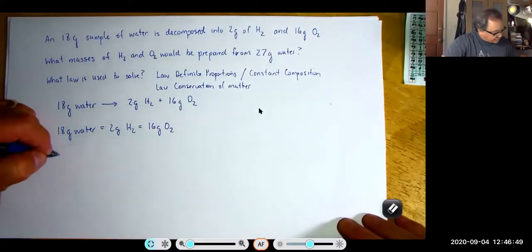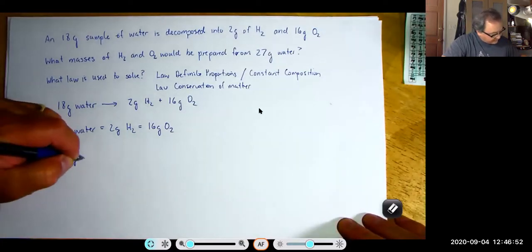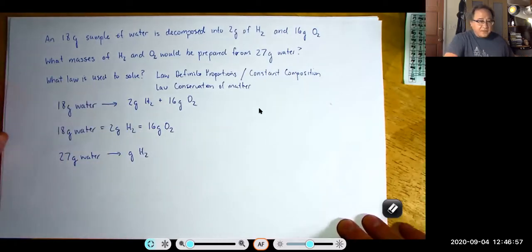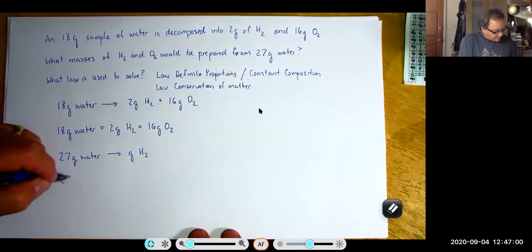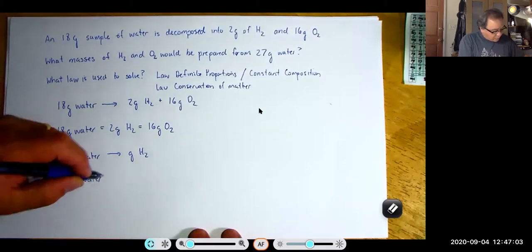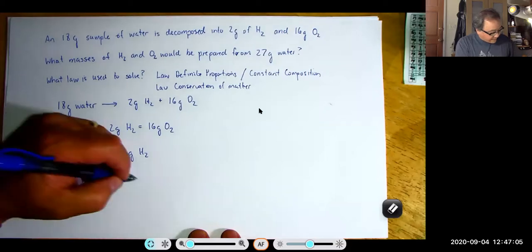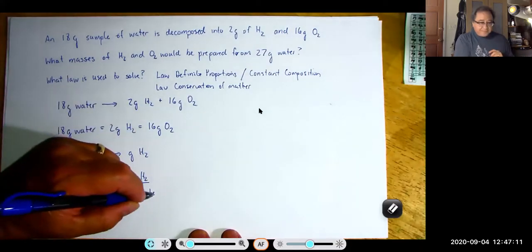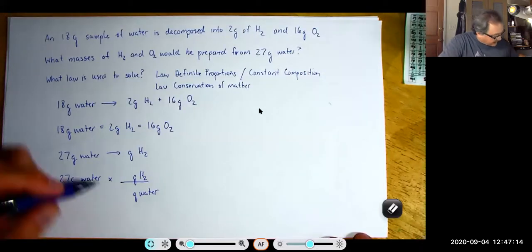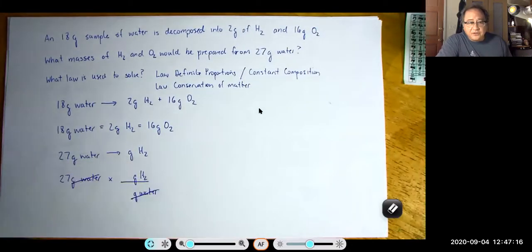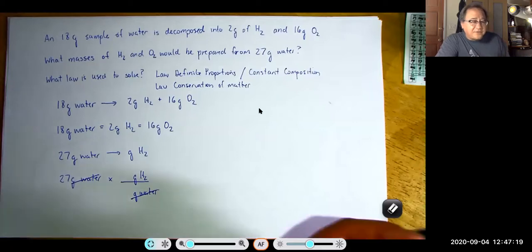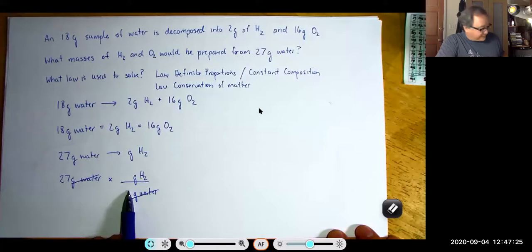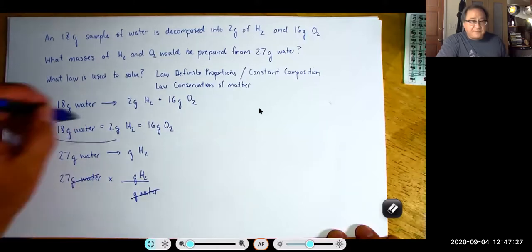So imagine if I start off with 27 grams of water and I want to figure out my grams of hydrogen. Well, I would want to start off with 27 grams of water, and I would want to multiply by something that has grams of hydrogen in the numerator and grams of water in the denominator. Now, why is that? Because I want the grams of water to cancel. So we can cancel the unit and the label together. Now, where am I going to find this equivalence? And the answer is, it's right there.